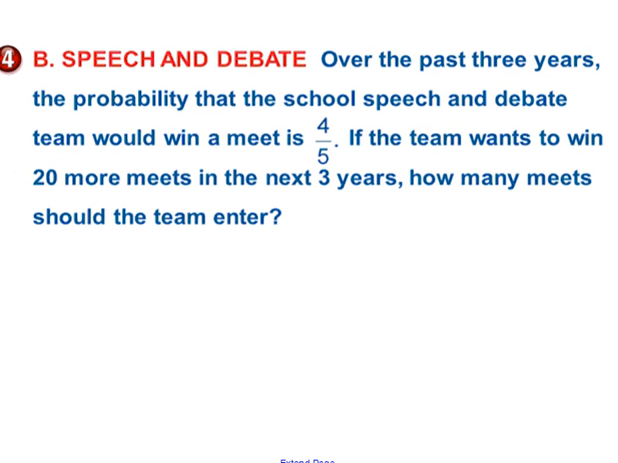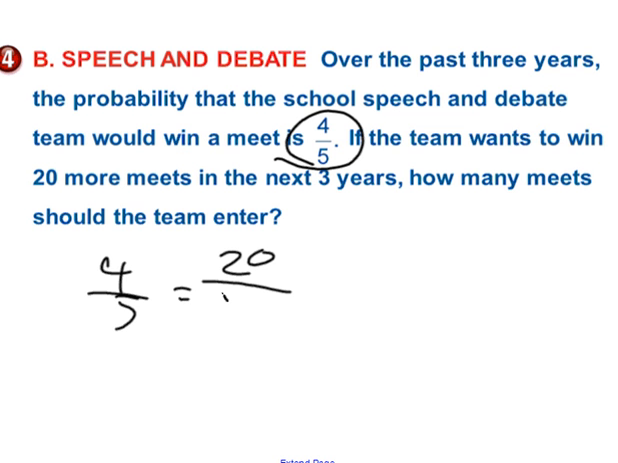Speech and debate. Over the past 3 years, the probability the school's speech and debate team would win a meet is 4 out of 5. If that team wants to win 20 more meets in the next 3 years, so we say 4 out of 5 is the probability. They want to win 20 out of how many do they have to enter to meet that? All right, so I'm going to cross multiply.